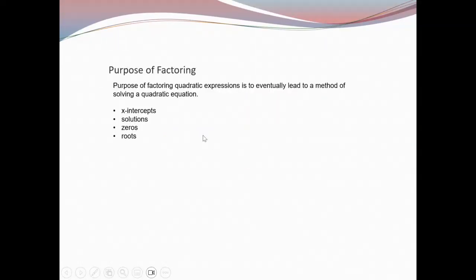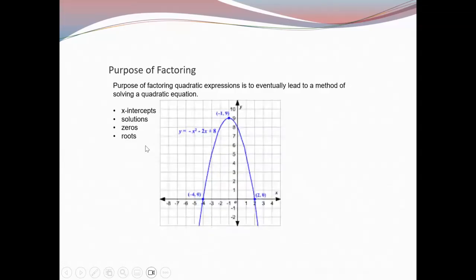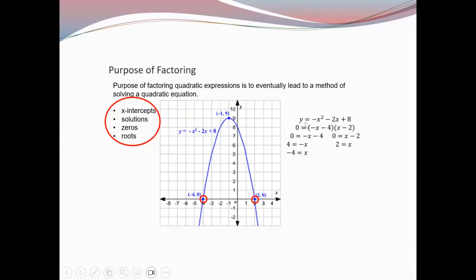Okay. So the purpose of factoring quadratic expressions is to eventually lead to a method of solving a quadratic equation. The x-intercepts, solutions, zeros, and roots all mean the same thing: finding the intercepts. And here's an illustration on a graph of what the intercepts are. For example, where the graph crosses, the x-intercepts are (-4, 0) and (2, 0). I repeat, the x-intercepts, solutions, zeros, roots, they all mean the same thing. And here's the equation for this particular graph. So the intercepts are going to be -4 and 2.